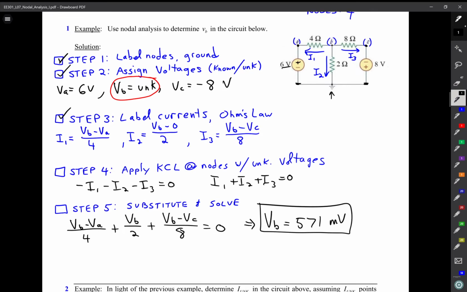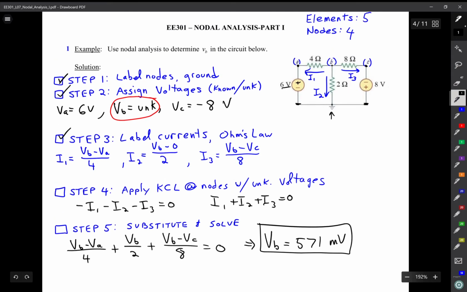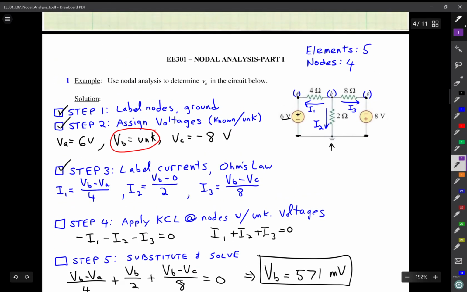Now, the second part of the question is this. Now that I have the voltages at node A, node B, and node C, I want to find the current I unknown in the circuit above, assuming that I unknown points from C to B. I'm going to use a different color here to show that we are going from C to B, and I'm going to put my arrow there, and I'm going to call that I unknown. Now it could be any variable, IG, ID, IE, whatever. We're just going to call it unknown. And unknown is defined from C to B.